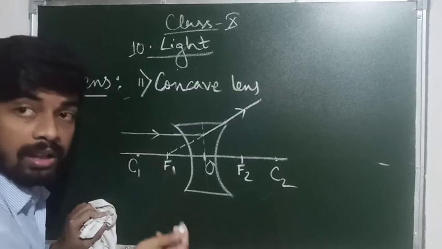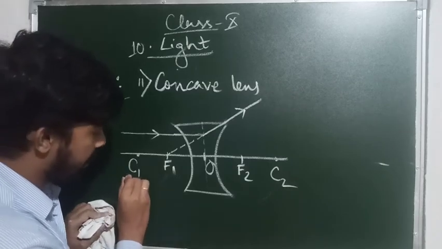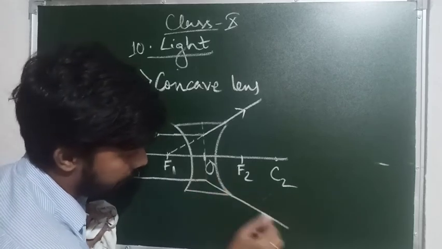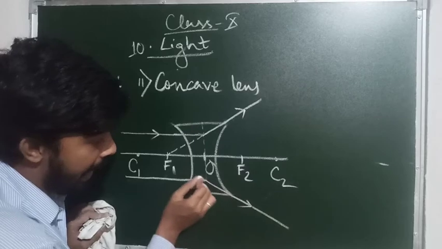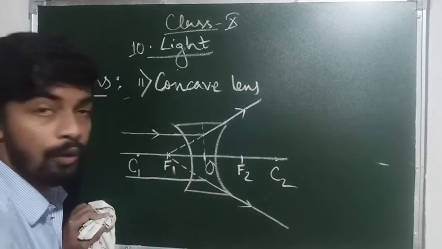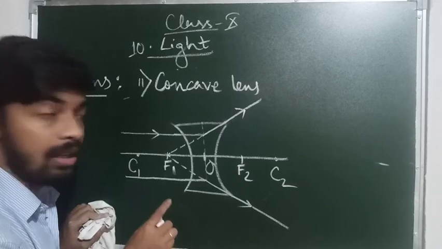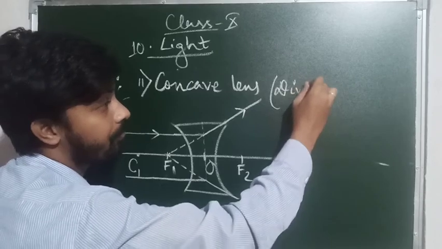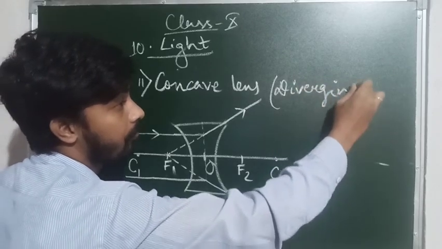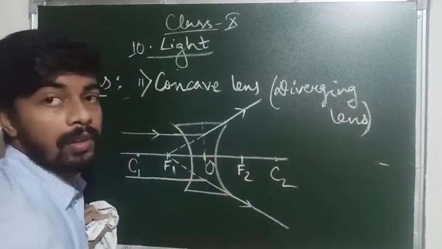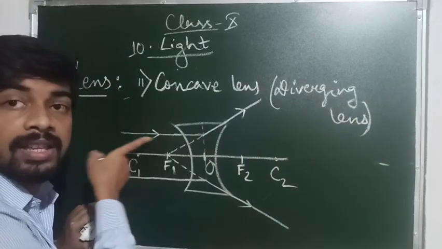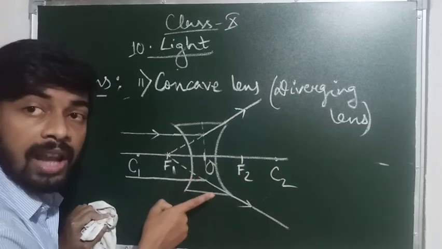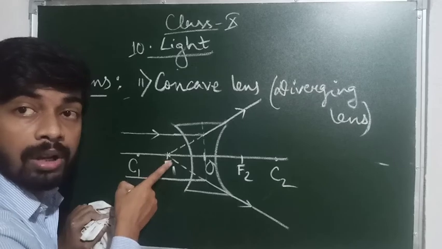So if I draw one ray in the lower part also, the ray comes parallel to the principal axis, and from here the ray will diverge, such that if we extend the ray back, it should meet at focus number 1. That is why these lenses are known as diverging lenses. As the incident rays fall on the lens, they diverge in either direction, and the imaginary ray meets at focus number 1.